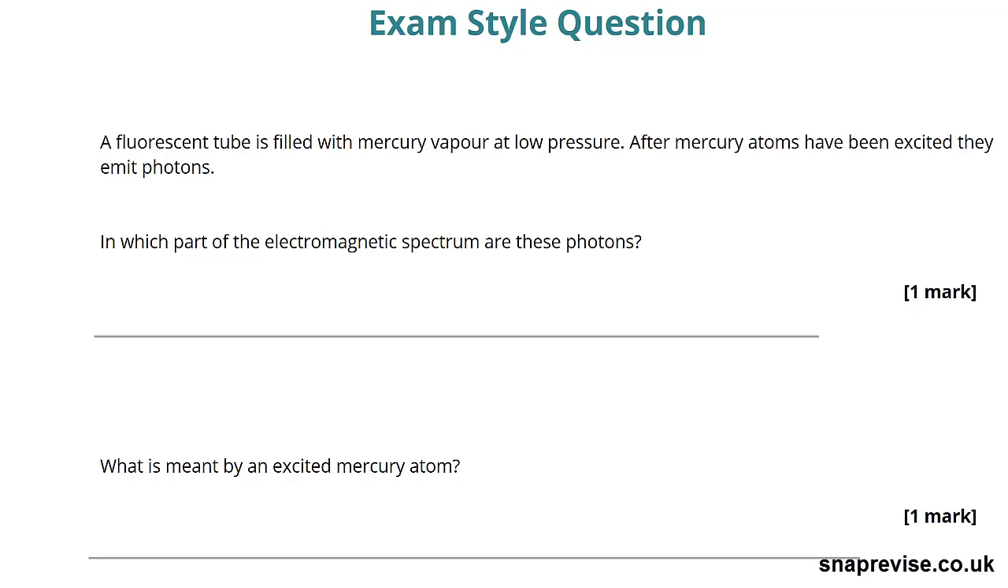So this exam style question is going to be on fluorescence. A fluorescent tube is filled with mercury vapour at low pressure. After mercury atoms have been excited, they emit photons. In which part of the electromagnetic spectrum are these photons?